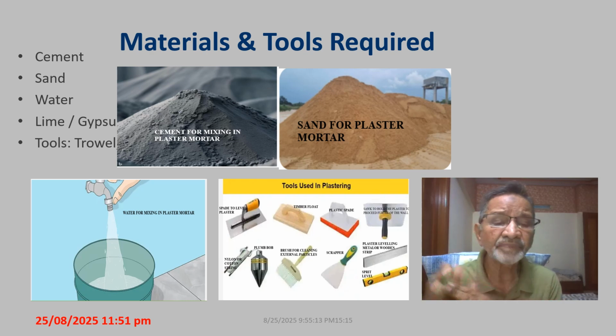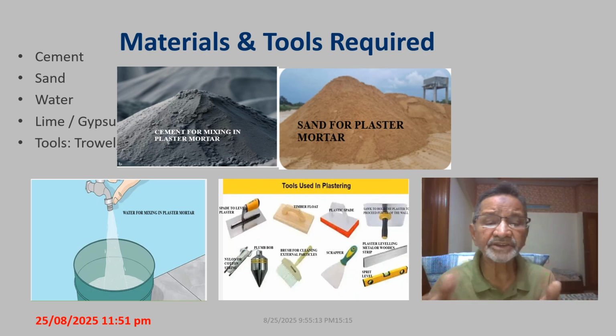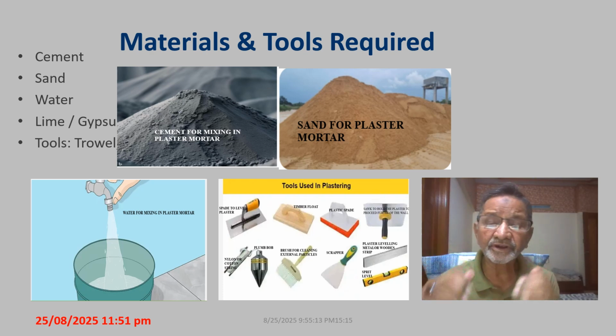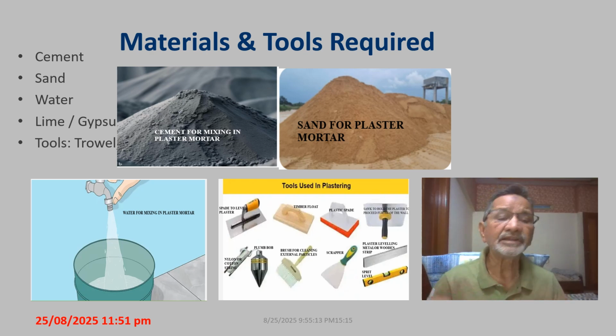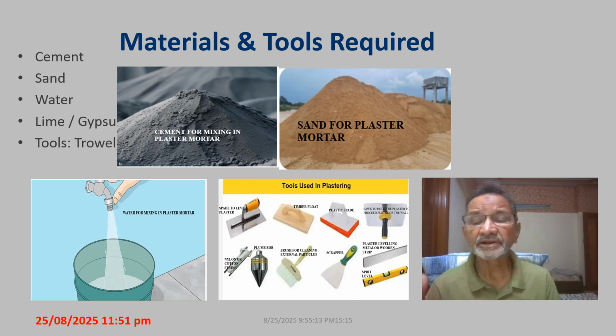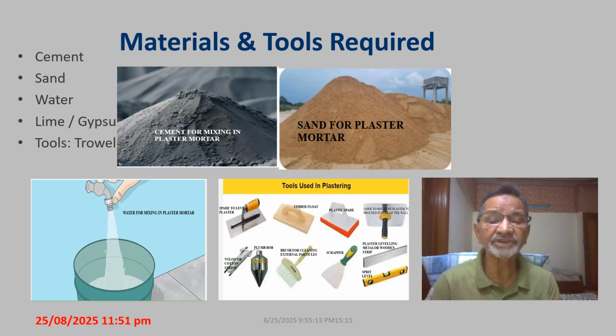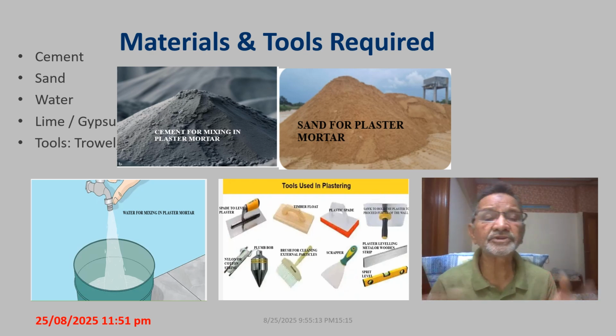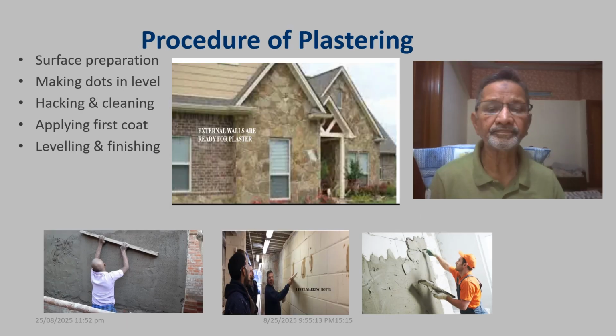There are mostly the spades, the brushes, the plumb bob, the scraper, the trowels, the trolleys and the spirit level. All these tools are used. Other than that, most of the common tools are also used, which are not in this slide. I'm sure you understand the materials and tools used for the plaster. In this slide, viewers, you can see what is going on there.